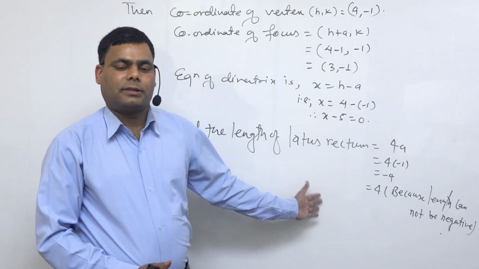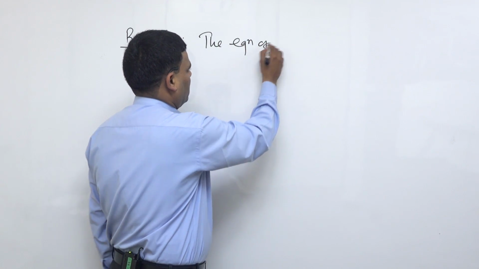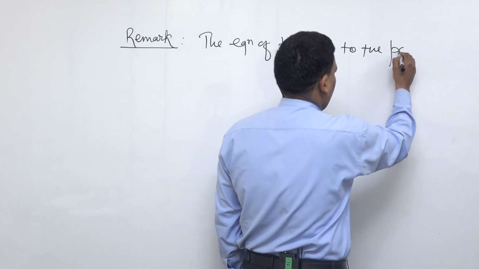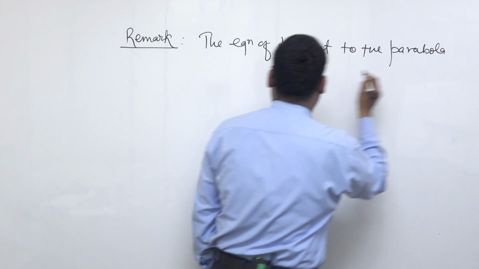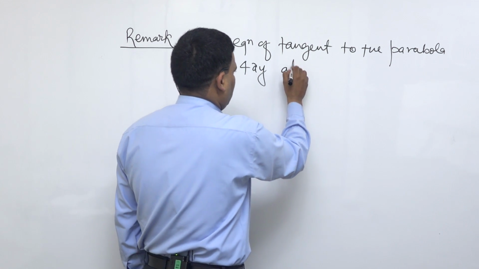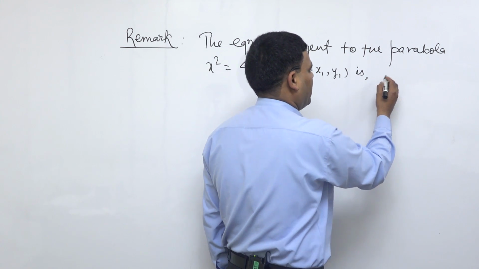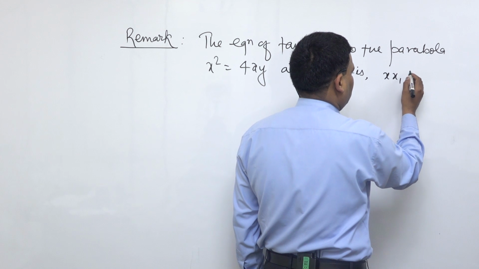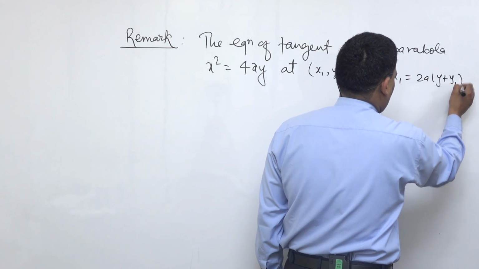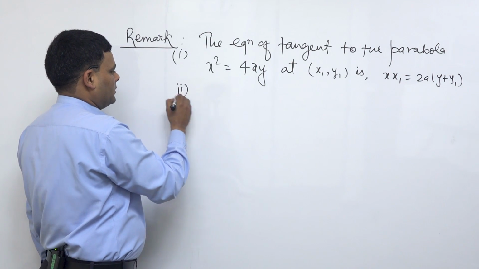This completes your answer. We have remarks. The equation of tangent to the parabola x square equals to 4ay at (x1, y1) is x x1 equals to 2a into (y plus y1). Remark 1. Remark 2.